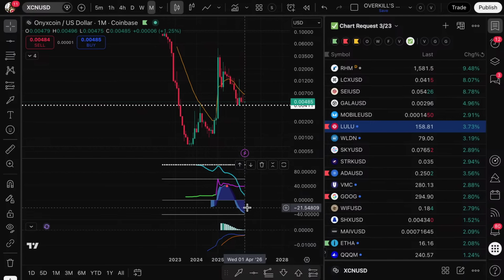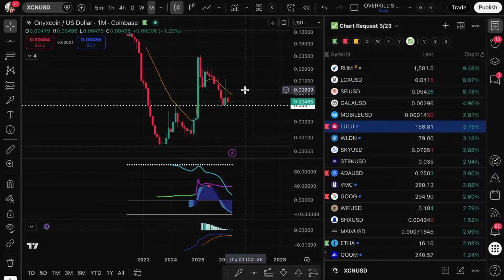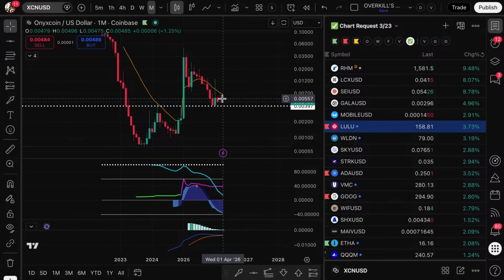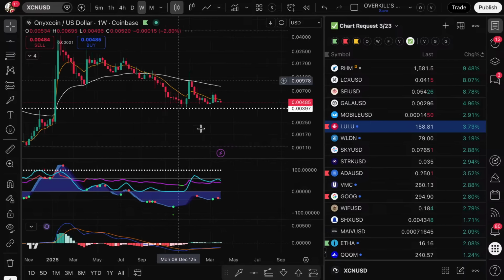That monthly hasn't popped yet, but it is green to start the month, and it's been above that 0.004 level for 1, 2, 3, 4, 5 months now. So consolidating here. Again, time to sell was right here back in June. We haven't got the signal yet on the monthly, but we did have one here on the weekly, and we had one here as well. So as long as this level holds, that's the macro support. If that breaks, we'll probably look to buy it right down here around 0.0025.